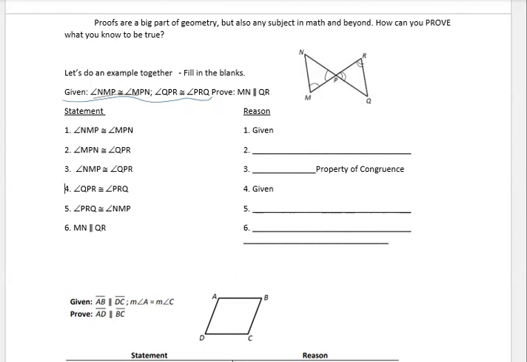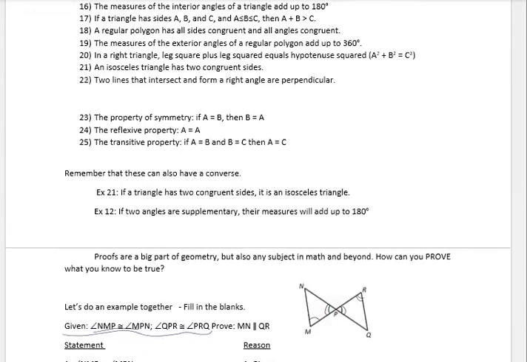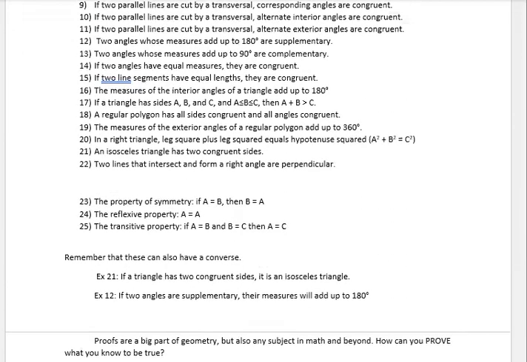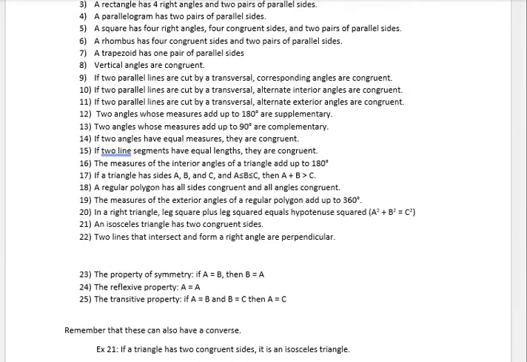The next one is MPN is congruent to QPR. So let me draw that with a different color. What is MPN? That's this one right here. That's congruent to QPR. That's this one right here. How are those congruent? Hopefully you see them as vertical angles, and we can go back up to our theorems and postulates. And it was number 8, that vertical angles are congruent.